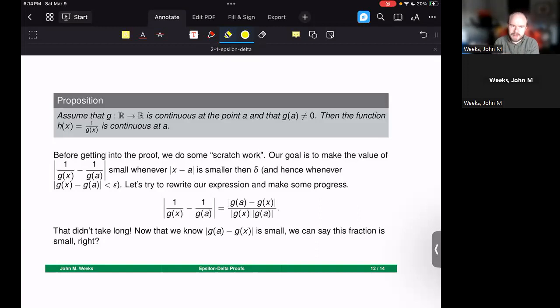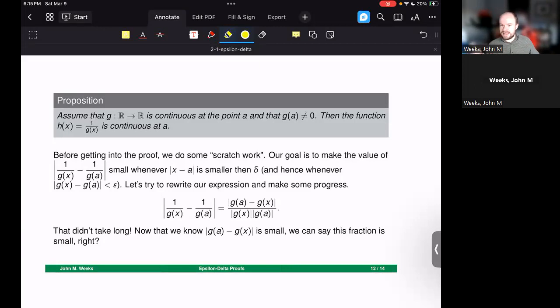Let's see that here in this proposition. Let's assume that g is a function from the reals to the reals that is continuous at a point a, such that g of a is not equal to 0. The reason for that is immediate in this next sentence. If we define the function h of x to be 1 over g of x, then that function is continuous at a. Note here that if g of a is 0, then h of a is actually not defined.